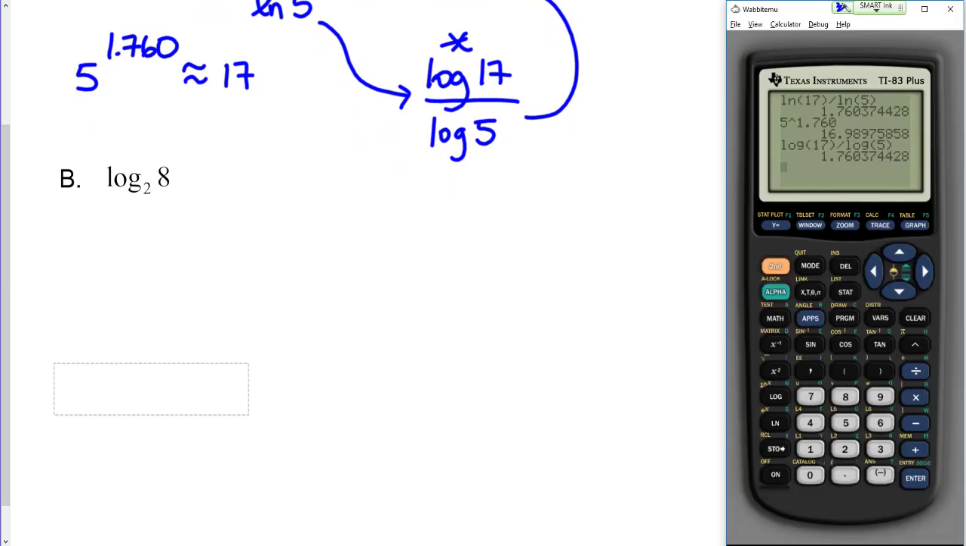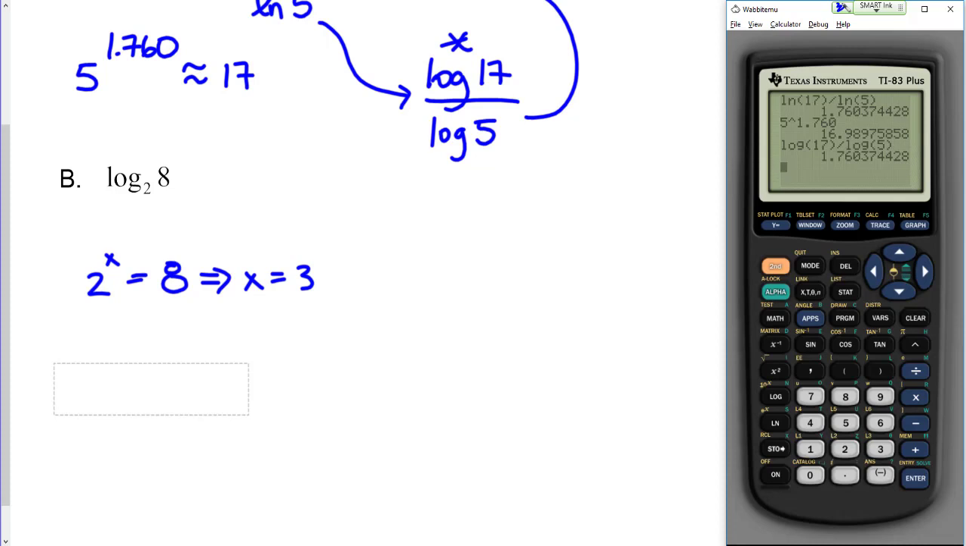Now, log base 2 of 8 is actually a logarithm that we know the answer to. We can solve this if you change it into exponential form. 2 to what exponent equals 8 is basically what this is asking. And we know that 2 to the third power is equal to 8. So the answer is 3.